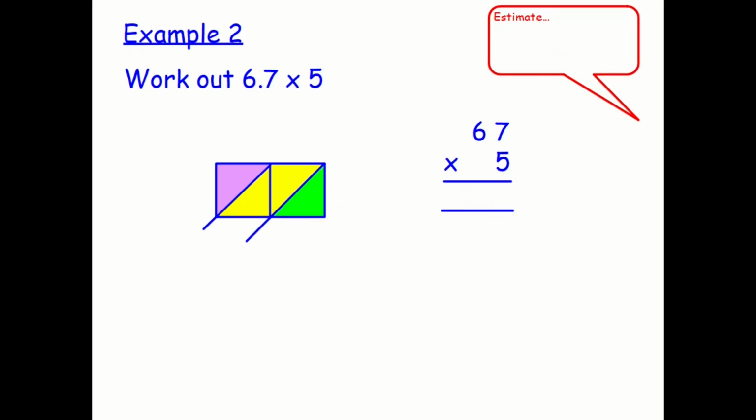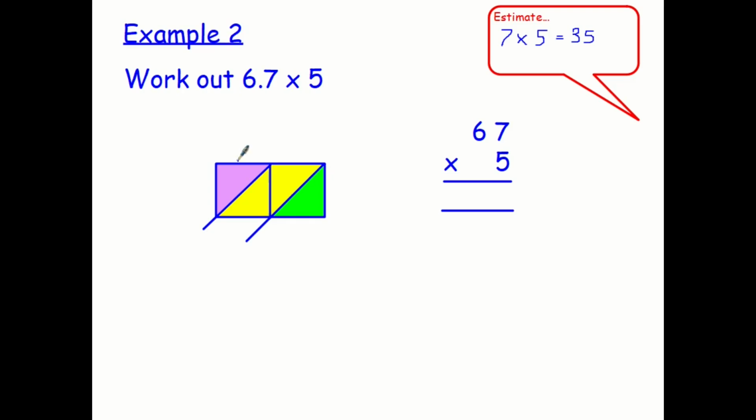Okay, example number 2. Work out 6.7 multiplied by 5 now. This is where the estimate is really important. So 6.7, what can I say that basically is? It's basically 7. And I'm multiplying it by 5, so my estimate therefore is 35.